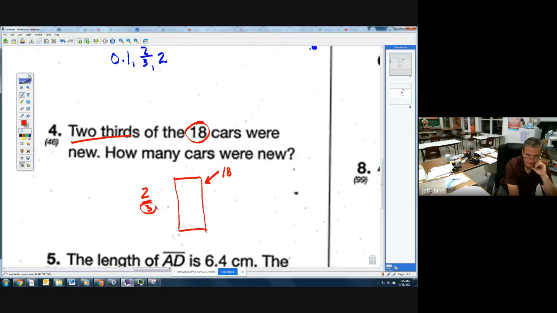The bottom number says how many equal pieces I cut 18 into. If I divide 18 into 3 equal pieces, each one is worth 6. And the top number tells you how many of those 6s you have. You have 2 of them. So the answer is 12 new cars.